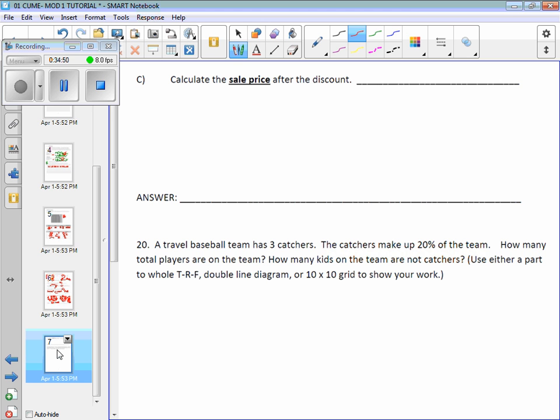Finally, the sale price is going to be the full original price minus what the savings were, and it's $34. And you then put a sentence here, and you're done.